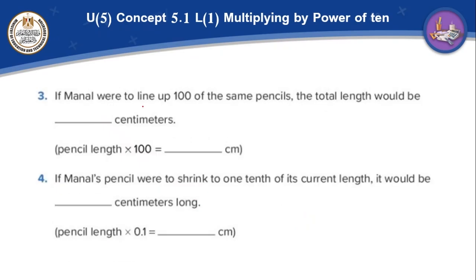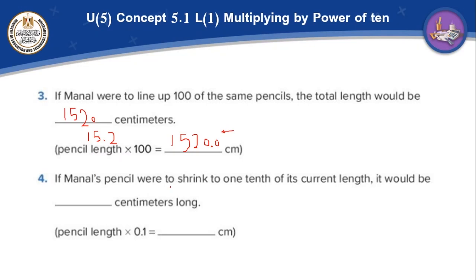Continue. If Manel were to line up 100 of the same pencil, the total length would be what, in centimeters? The pencil length is 15 and 2/10, multiplied by 100. So I write 1, 5, 2, 2, 0 with the decimal point after one digit, from right to left. So I put a decimal point here, and we get 1520 centimeters if we line up 100.